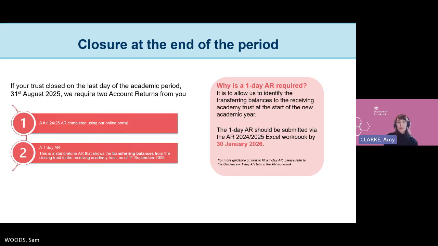For closure at the end of the period, we require 2 returns: a full 24-25 AR, which is completed on the online form, and a standalone 1-day AR. We require the 1-day AR to identify what balances are being transferred to the receiving Academy Trust.